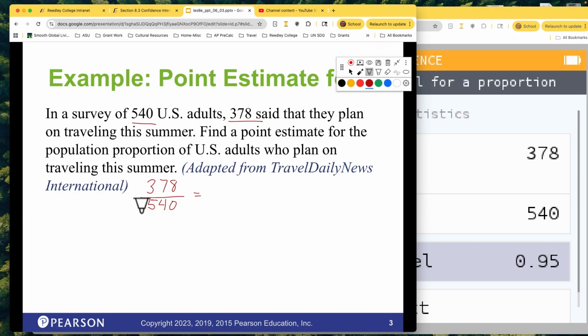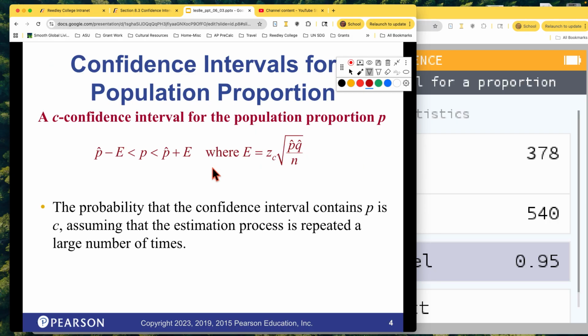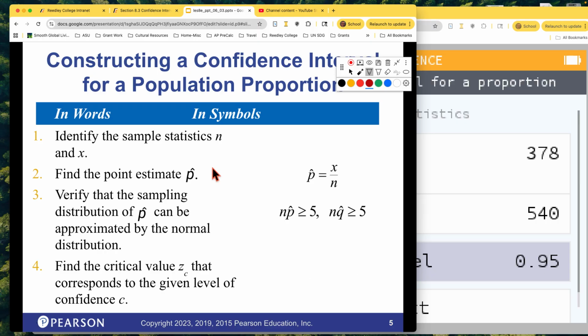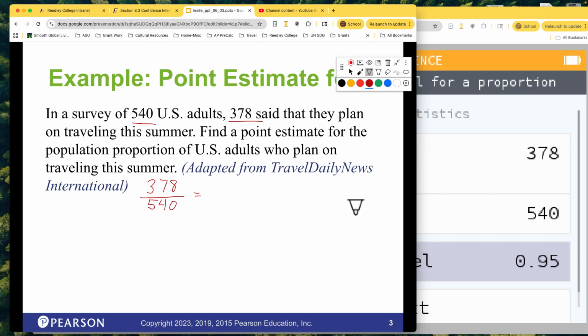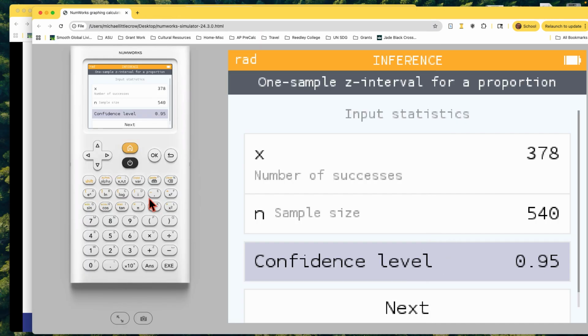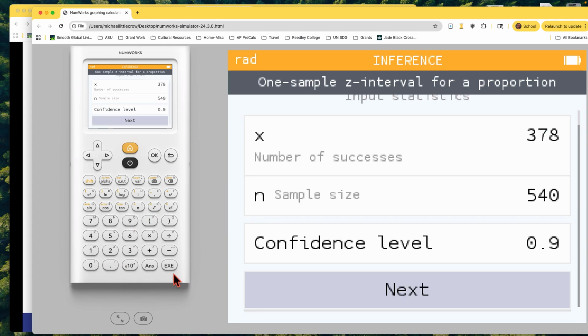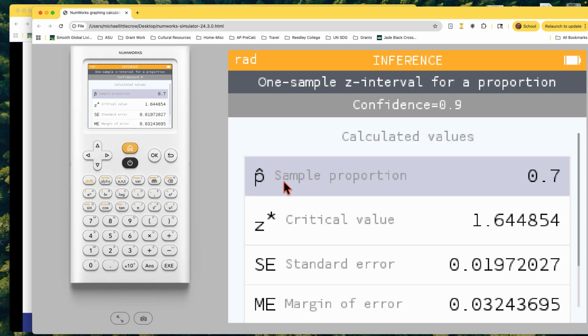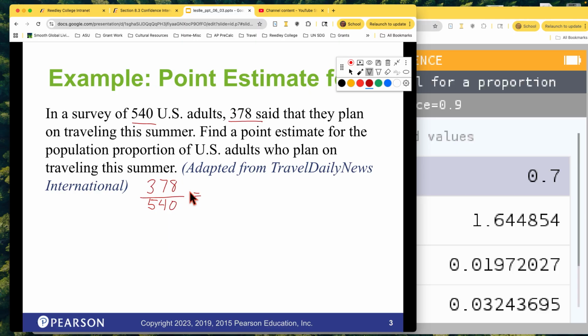Confidence interval, they want, well, they just want the point estimate. I thought I changed this. Let's do a 90%. It doesn't say, we can do whatever we want. And what we'll see is it gives us p hat, which is the point estimate. It's 70%. You also could have just taken 378 divided by 540 and gotten 0.7.